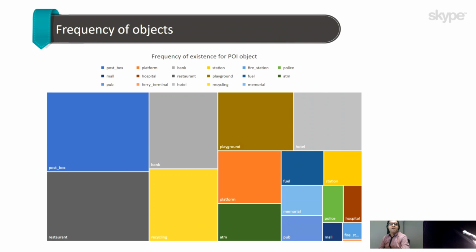This shows the frequency of the objects that we processed. As you see, the numbers of post boxes, restaurants and banks were higher among the existing objects in those 6 cities in total. And for example, fire stations, shopping malls or police stations were lower in frequency. But it doesn't actually matter, because we have enough data to do the learning process in our machine learning technique.